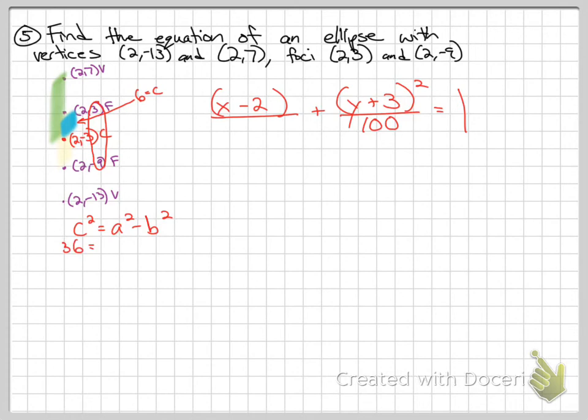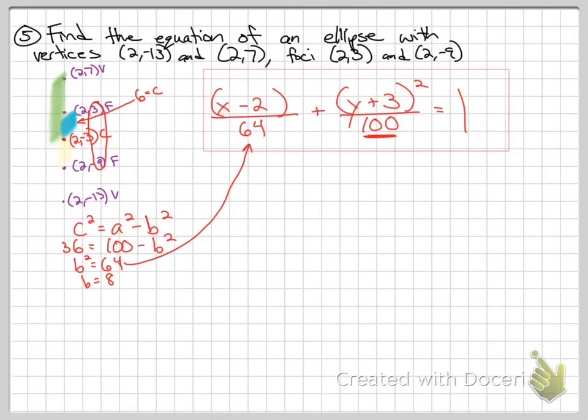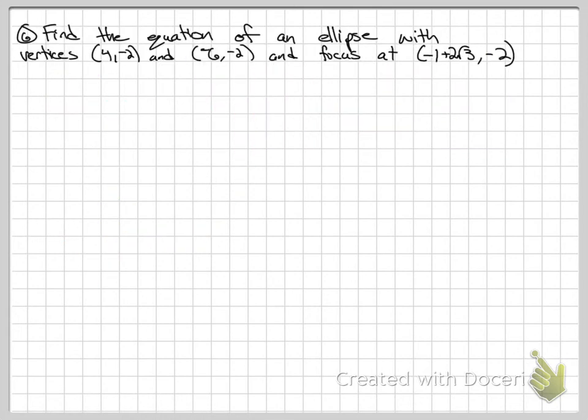36 equals. I already know the 100 is A squared over here, right? That's A squared minus B squared. Subtract it over. B squared equals 64. B equals 8 if you find that useful, but remember it's B squared that goes in your equation. This is the equation of my ellipse.